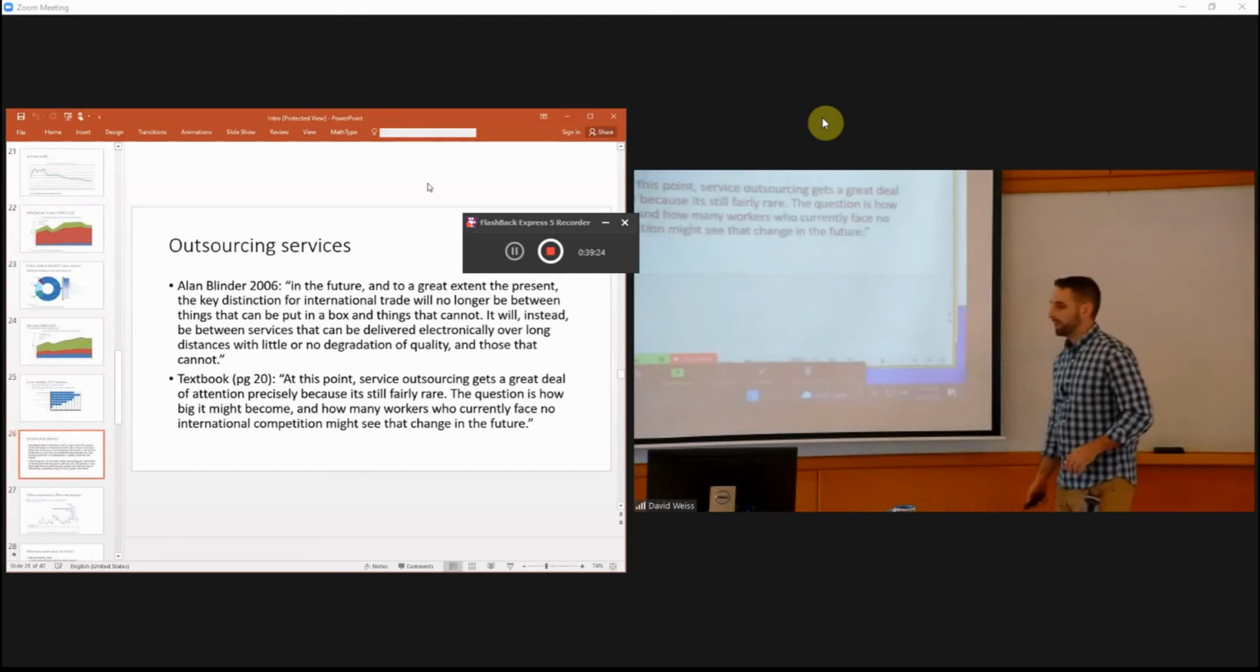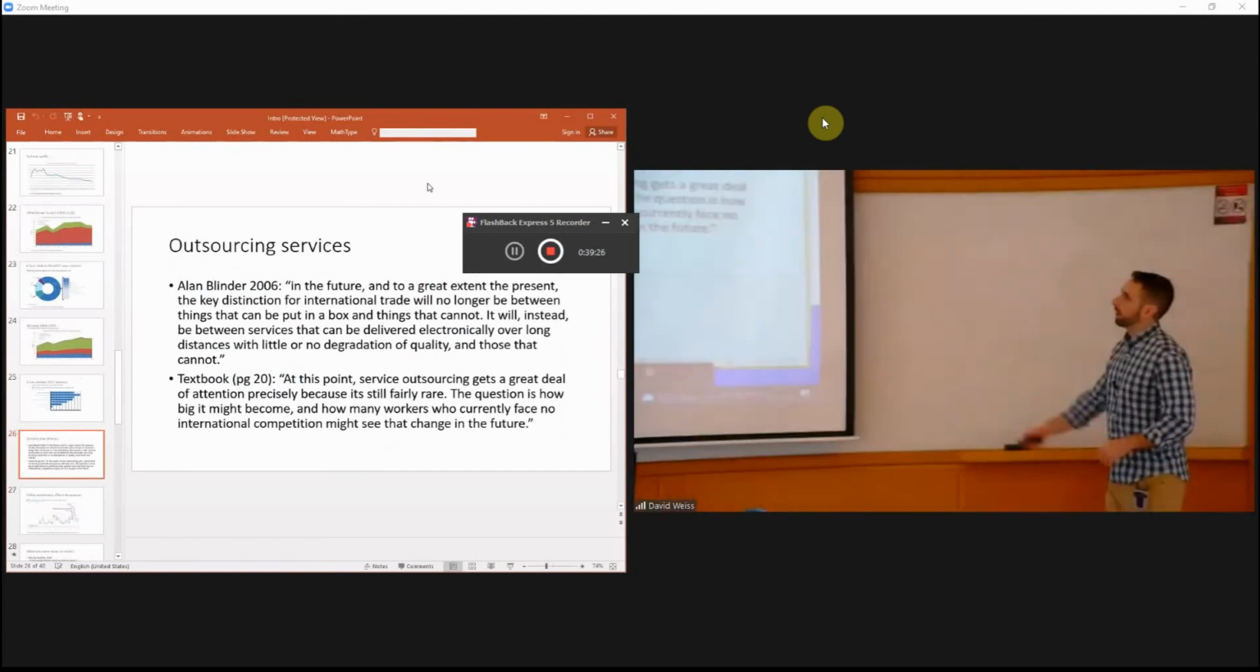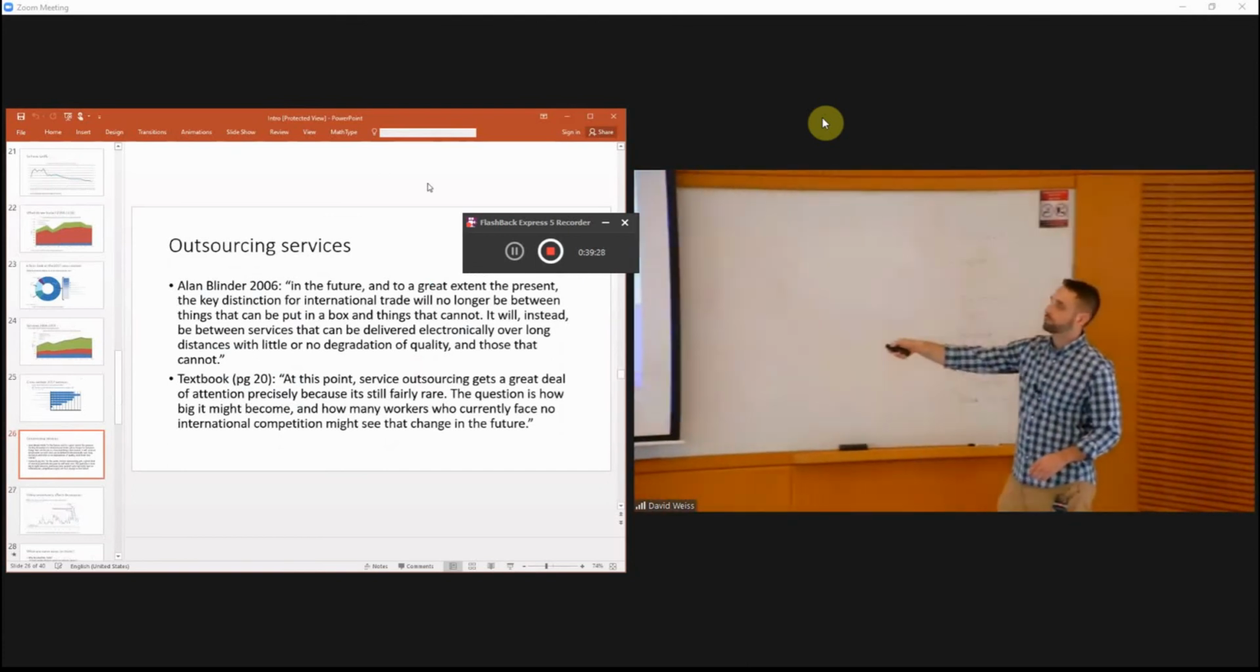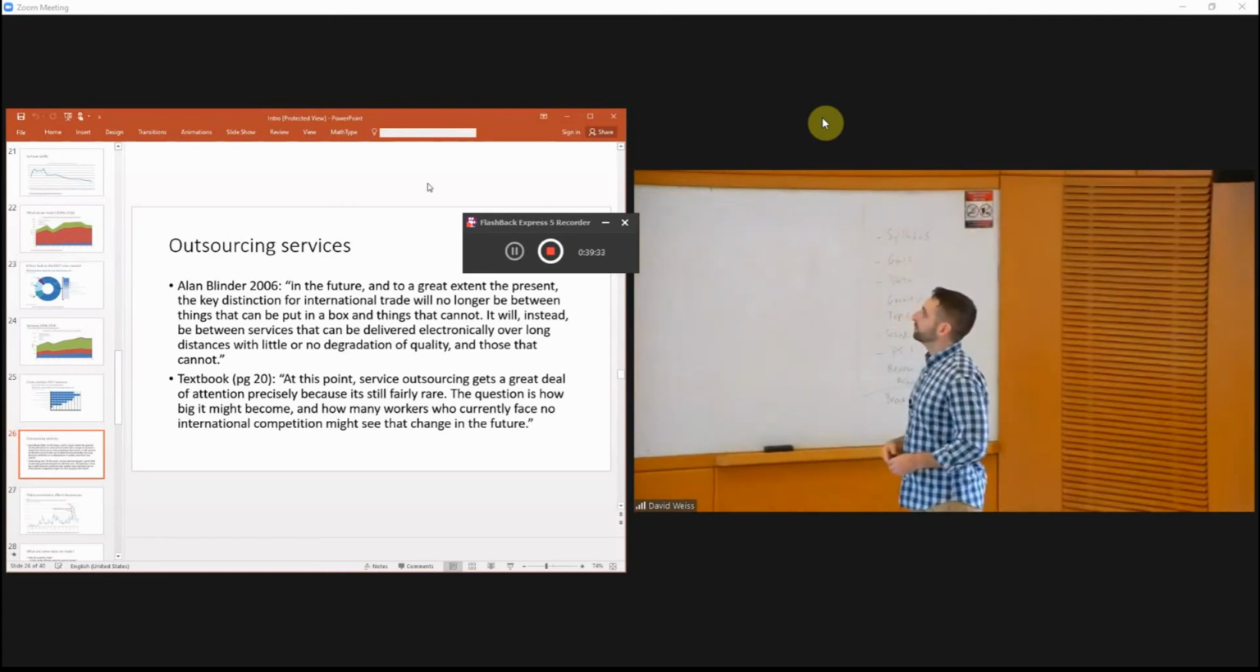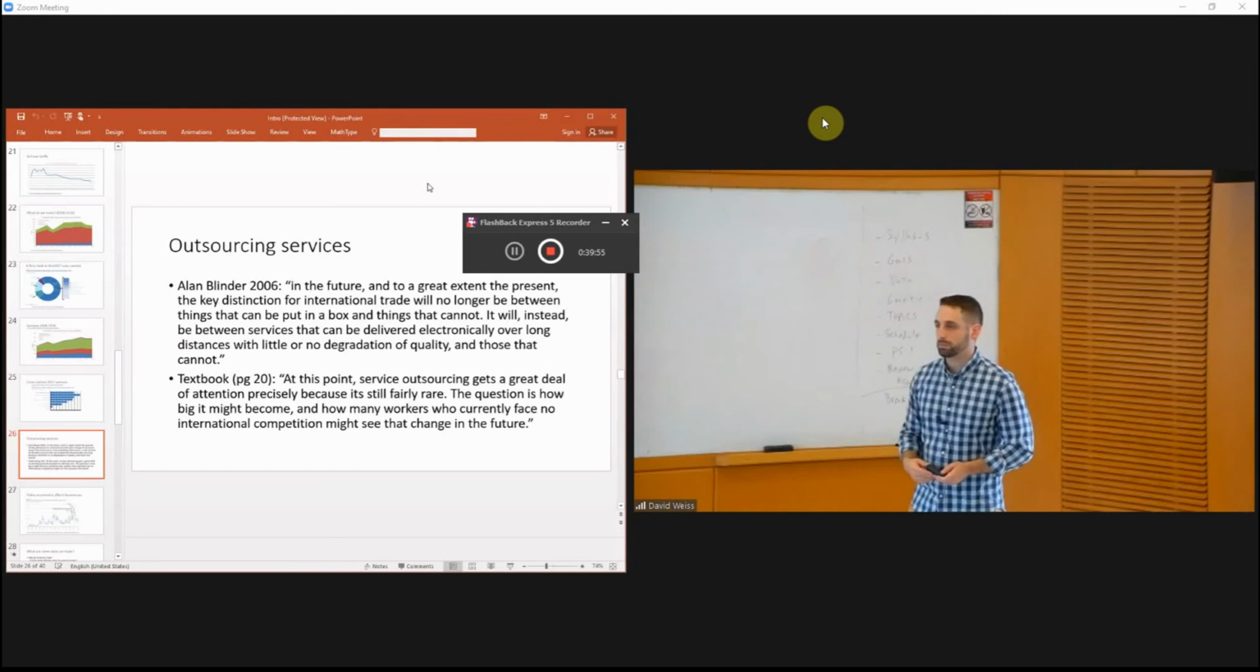So let's skip this slide and go to here. Alan Blinder is a pretty famous economist. In 2006, he made the following prediction. In the future, and to a great extent the present, the key distinction for international trade will no longer be between things that can be put in a box and things that cannot. It will instead be between services that can be delivered electronically over long distances with little or no degradation of quality, and those that cannot. So what's he saying? This was a prediction made 15 years ago.